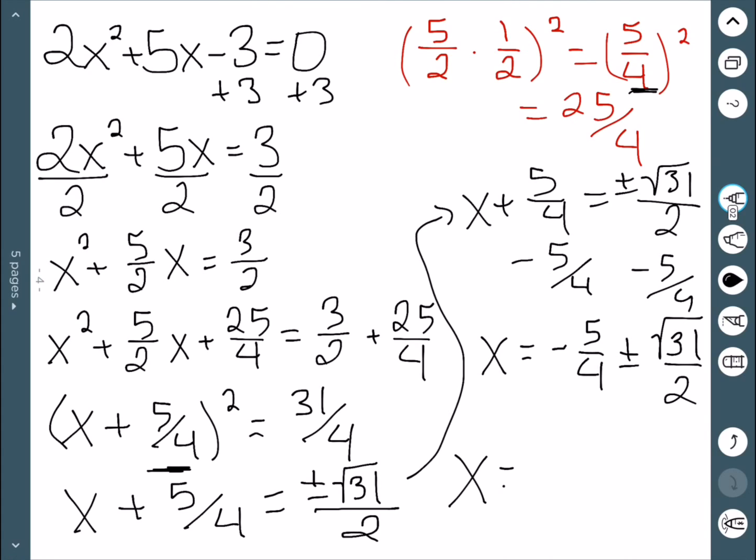And if we want, we can rewrite this. We would get negative 5 plus or minus 2 times the square root of 31, all over 4. And this is where I just found the common denominator and combined things.